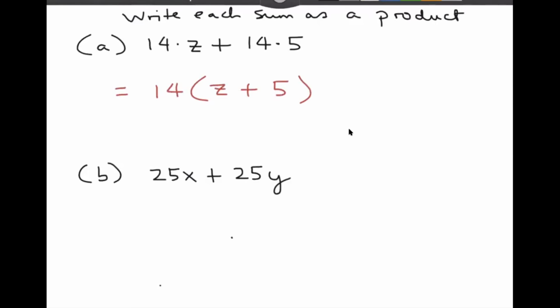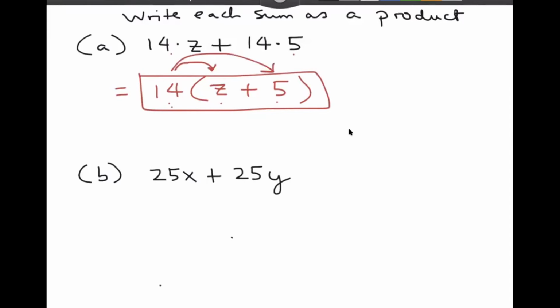If you find it difficult to think in that direction, it is maybe a little bit harder, but it is very easy to check the answer, right? If you just put your little arrows over top here, you can see that that gives you the right thing. 14 times z, 14 times 5. So this is the answer they want. Same exact thing in letter B, they just left out the multiplication dot. 25 is being distributed over x plus y. That's it. 25 times x is 25x. 25 times y is 25y.